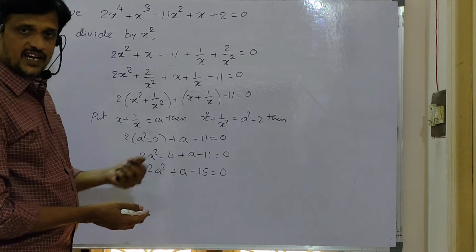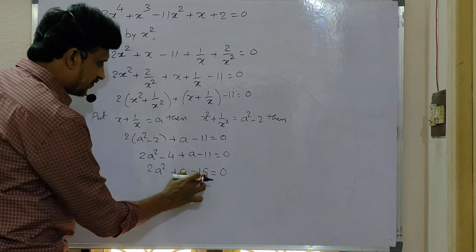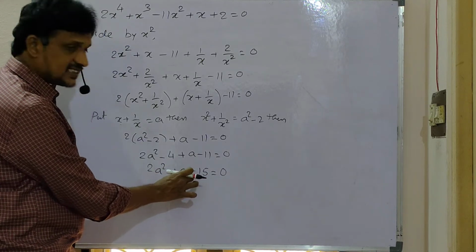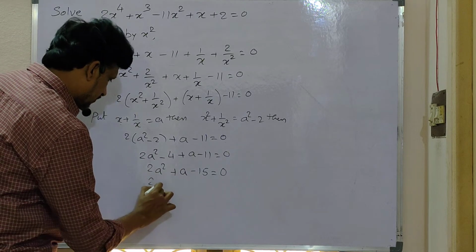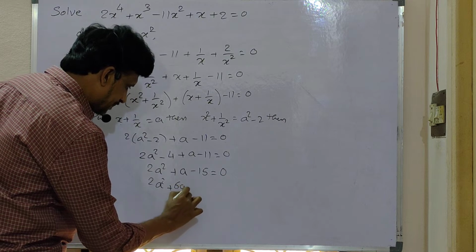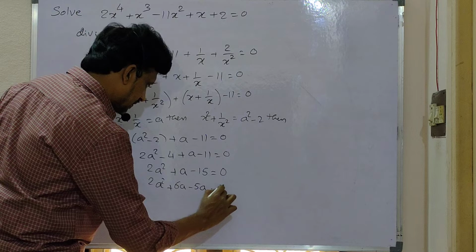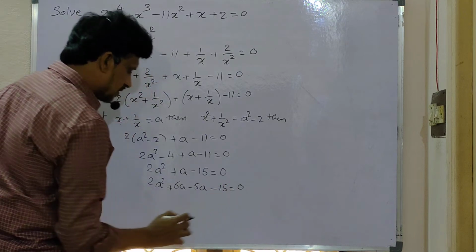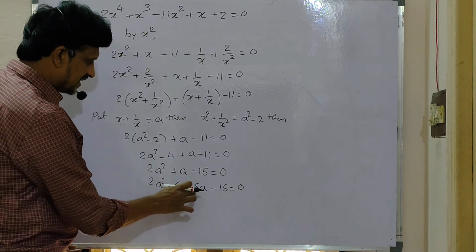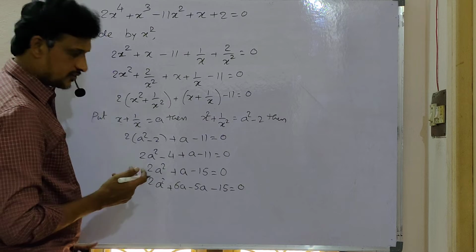Now solve this equation for the value of a. How can you write? By factorization: 2 into 15 is 30, and the factors are 6 and 5. So 2a^2 + 6a - 5a - 15 = 0. Just observe this one: 6a minus 5a will be a, and plus 6 into minus 5 is minus 30, which is equal to 2 into 15. So it is the required one.